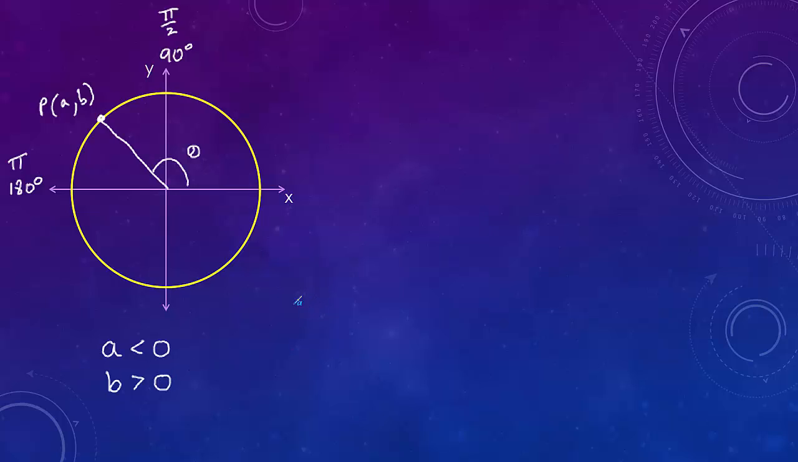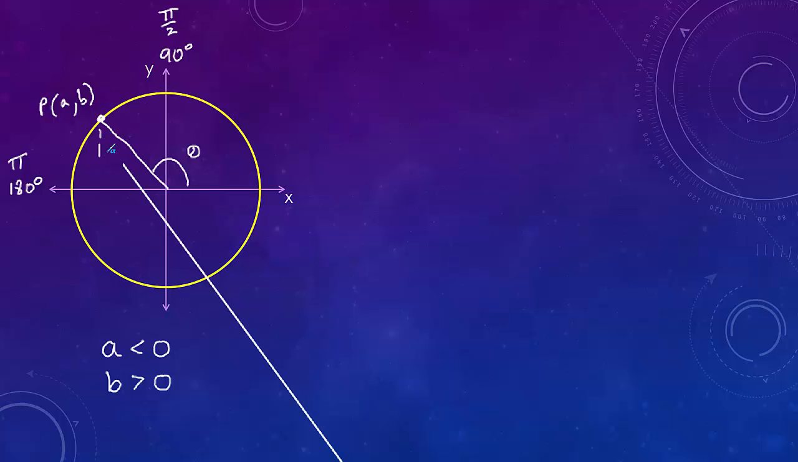Now we only know how to define the trigonometric ratios in right-angled triangles. In other words, for angles that are between 0 and 90 degrees. And the angle theta here is obtuse. So what do we do?